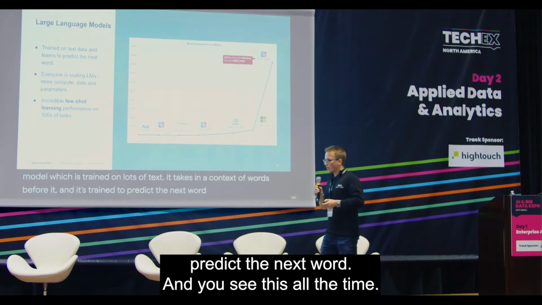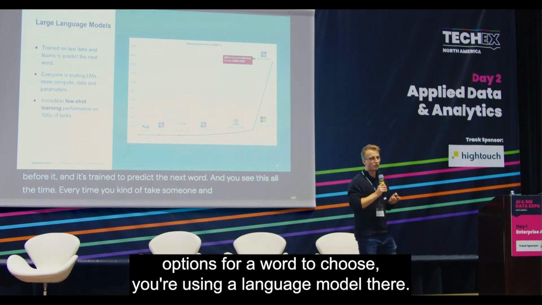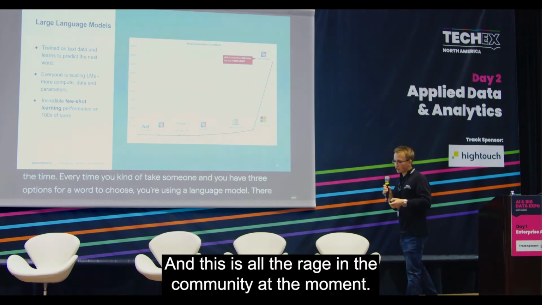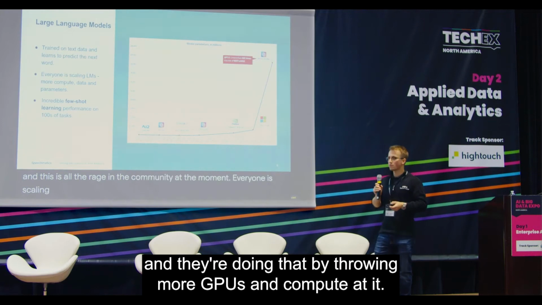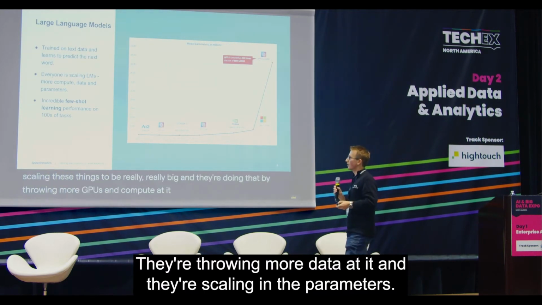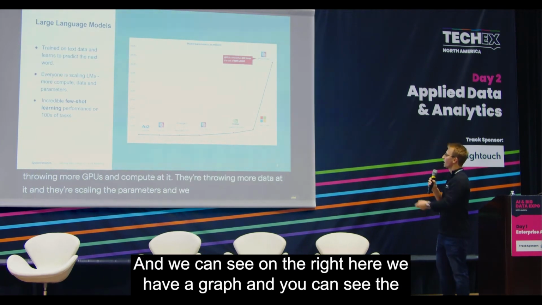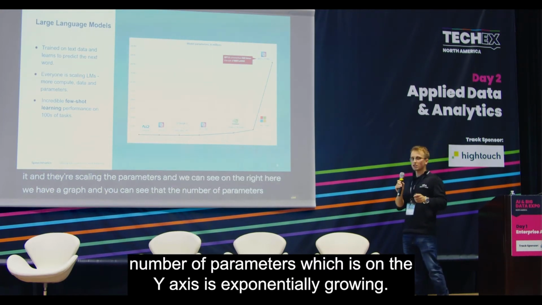And you see this all the time. Like every time you text someone and you have 3 options for a word to choose, you're using a language model there. And this is all the rage in the community at the moment. Everyone is scaling these things to be really, really big. They're doing that by throwing more GPUs and compute at it, throwing more data at it, and scaling the parameters. On the right here, we have a graph, and you can see that the number of parameters, which is on the y-axis, is exponentially growing.